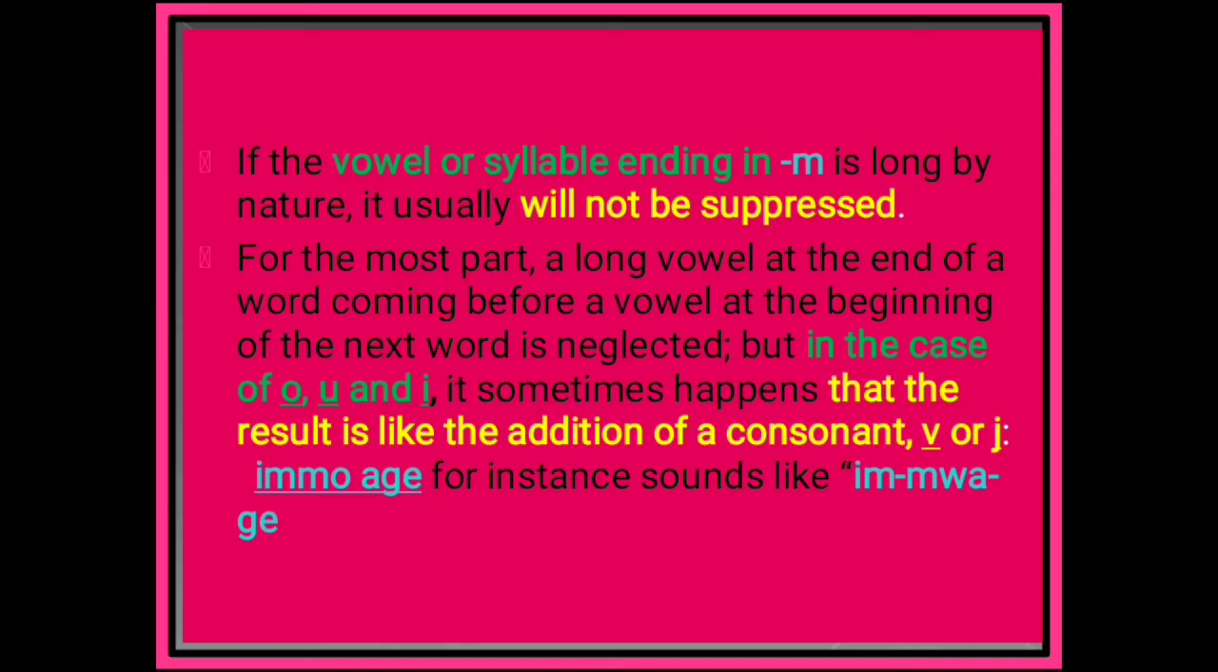The fourth rule is that, for the most part, a long vowel at the end of a word coming before a vowel at the beginning of the next word is neglected, but in the case of O, U and I, it sometimes happens that the result is the addition of a consonant V or J.